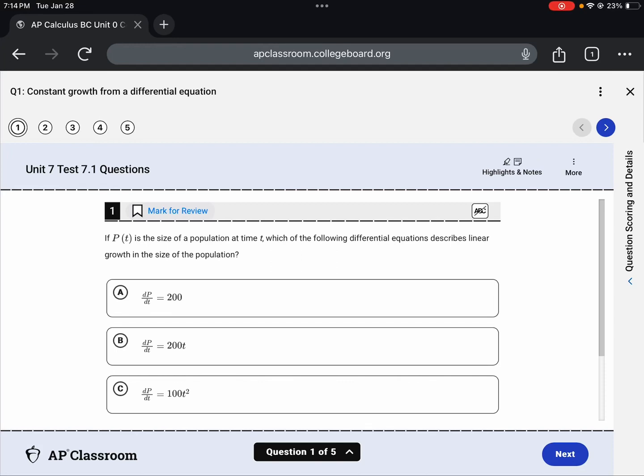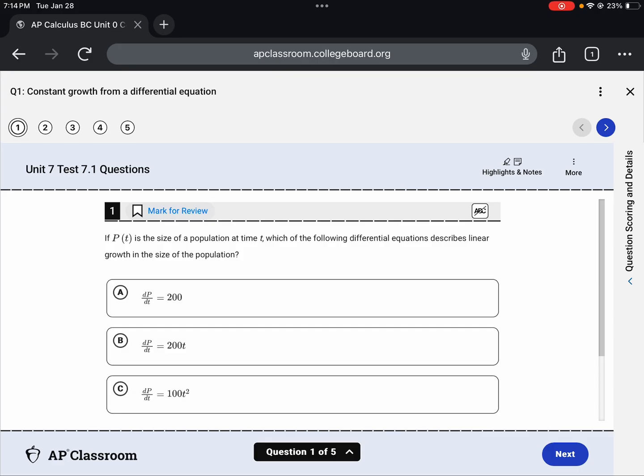Alright guys, I'm gonna try and do this quickly, but I'll go through each section and explain what I think you should know. So for 7.1, we're just gonna have questions that are reading the context and finding the equation that matches.